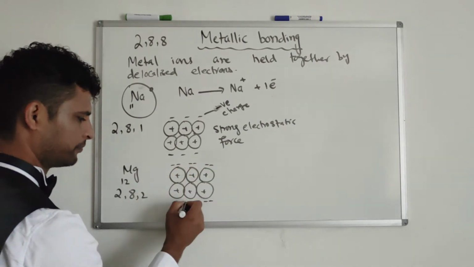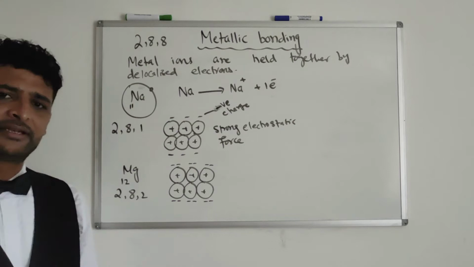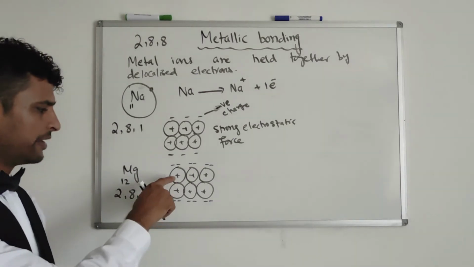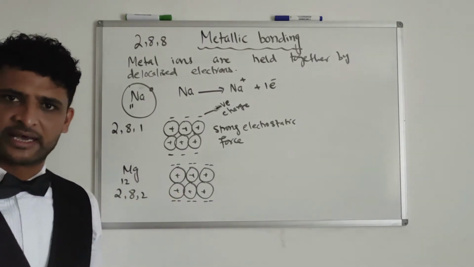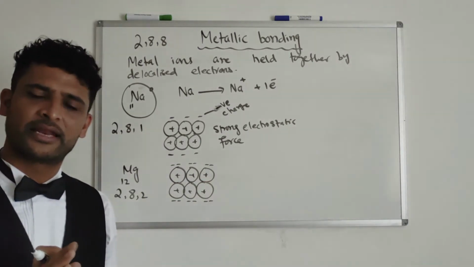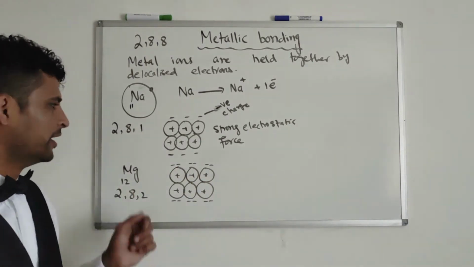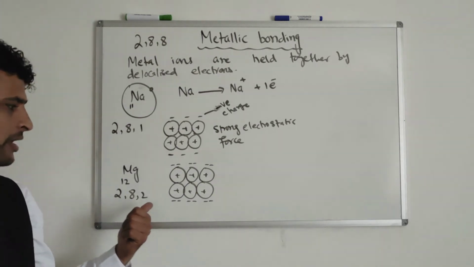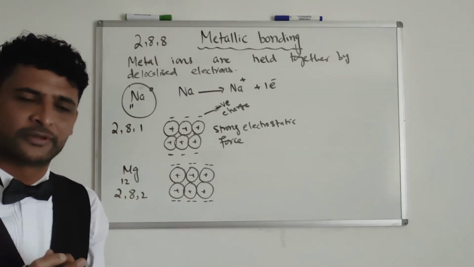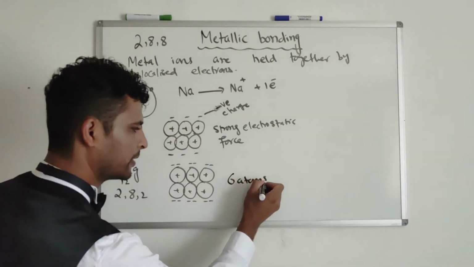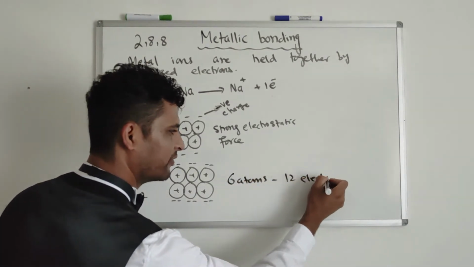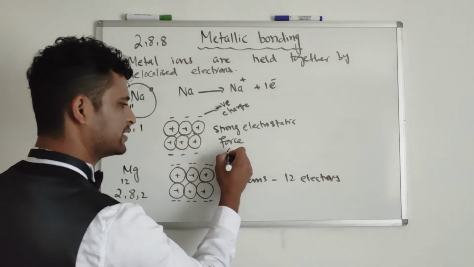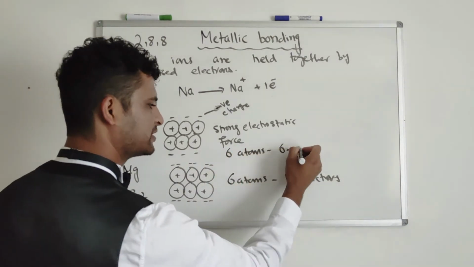You can see that the number of protons and the number of electrons are increasing because of the atomic number. I'm just giving an example: for 6 atoms of sodium, you have 6 electrons to hold them together. And obviously magnesium has 6 atoms held by 12 electrons, because each atom has 2 electrons in the outer shell.